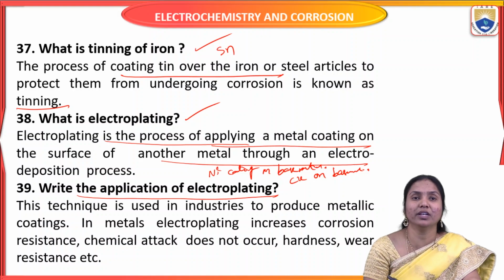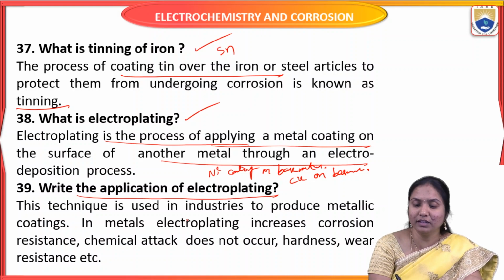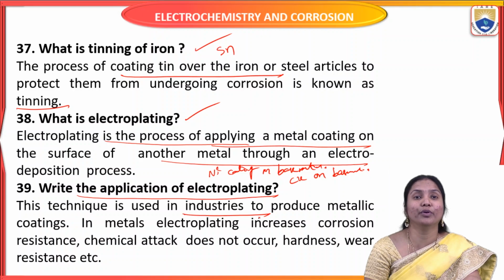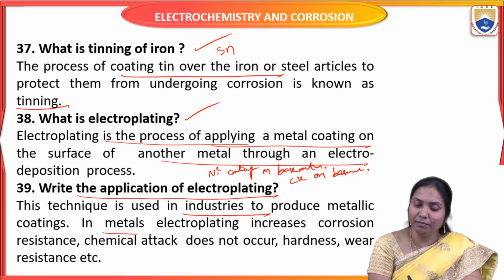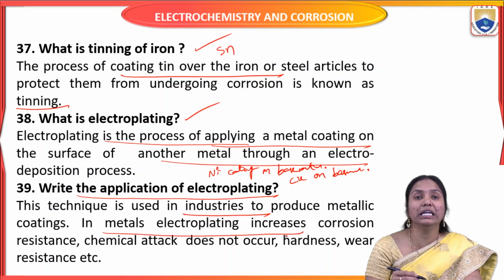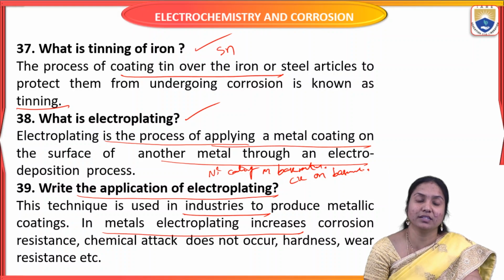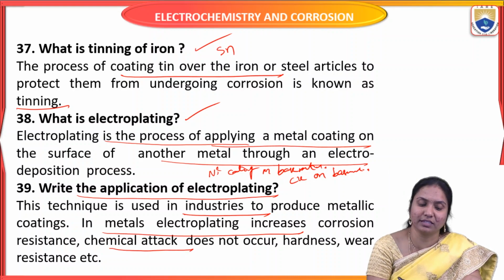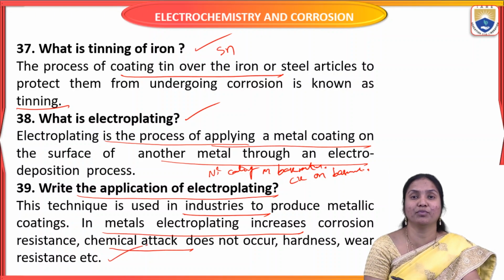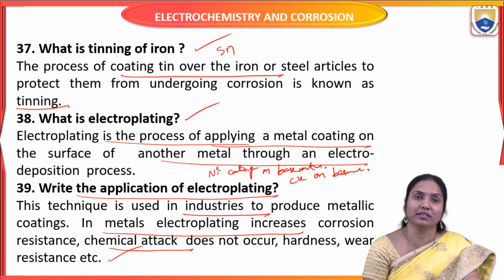So what are the applications of electroplating? This technique is used in industries to produce metallic coatings. Mainly this method is used in industries to produce metallic coatings. In metals, electroplating increases corrosion resistance, and chemical attack does not occur. It also increases hardness and wear and tear resistance. For that purpose most of this process is used in the industries.